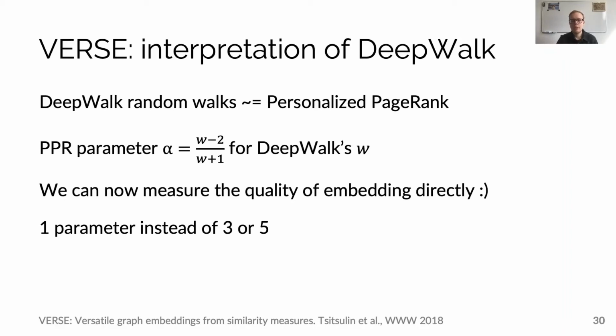The cool thing about thinking about the similarity part is that we can measure the quality directly because we know what similarity we want to use in the first place, and then we can measure how well it's reconstructed by the embeddings, instead of sampling and doing optimization without any reasonable objective. And compared to DeepWalk and Node2vec, I have 1 parameter instead of 3 or 5, which should ease life of the practitioner a bit, I hope.